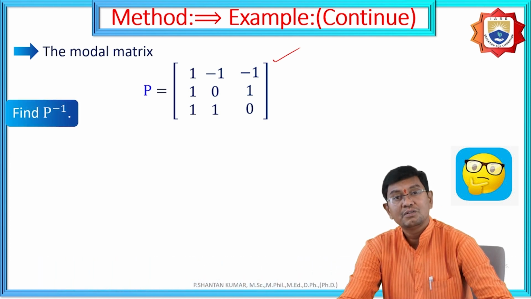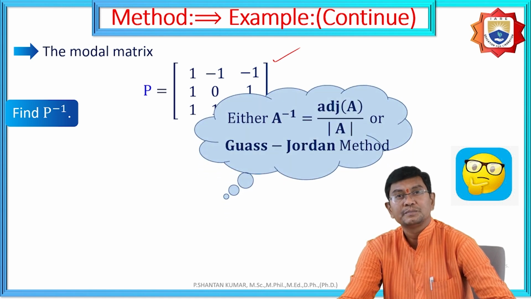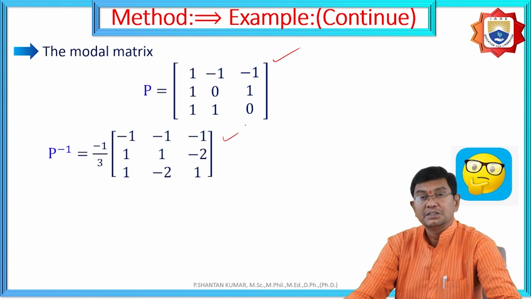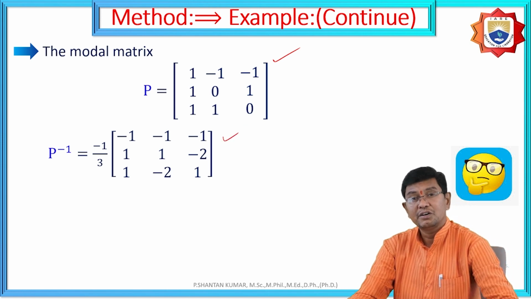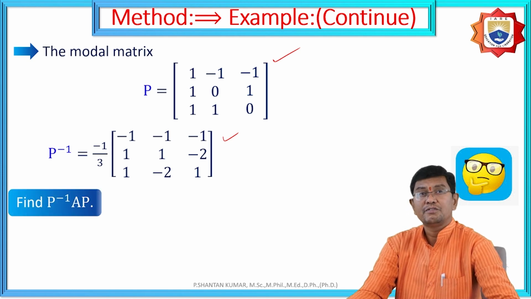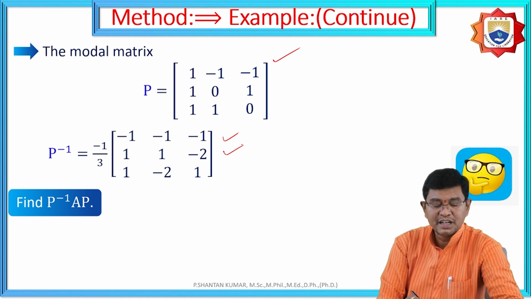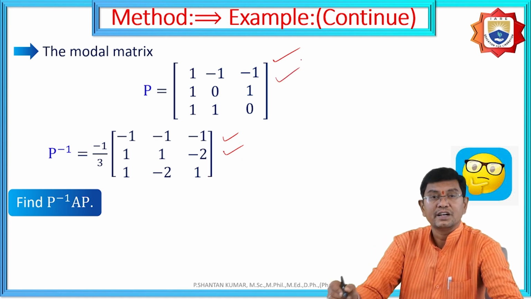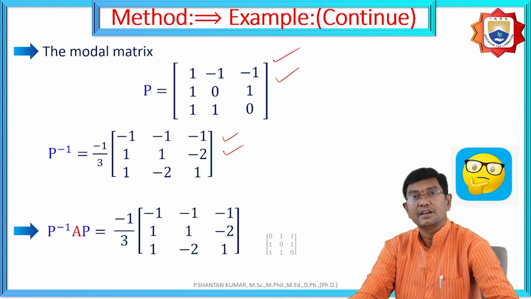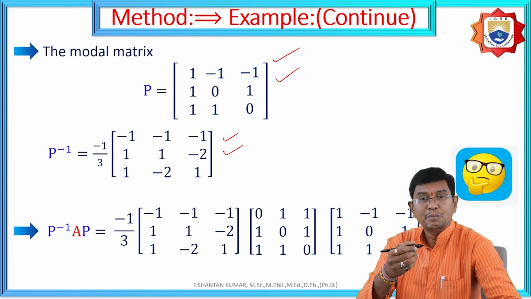Therefore, P inverse, as we know how to find it, either by the adjoint method or any Gauss method or Gauss elimination method. Here, by calculating, we obtain P inverse like this. And further, the diagonalization of the matrix is P inverse A P. We know that P inverse is this matrix, A is the given matrix, and P is the collection of eigenvectors. Here, taking the product of these three matrices one by one, we obtain the output matrix.